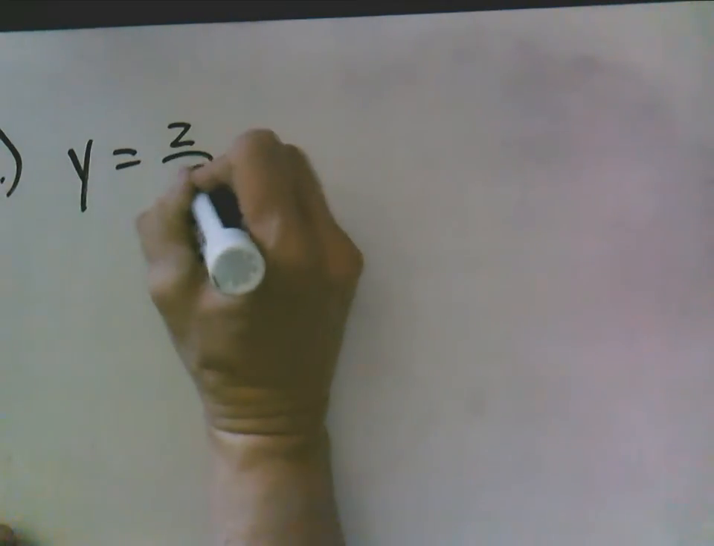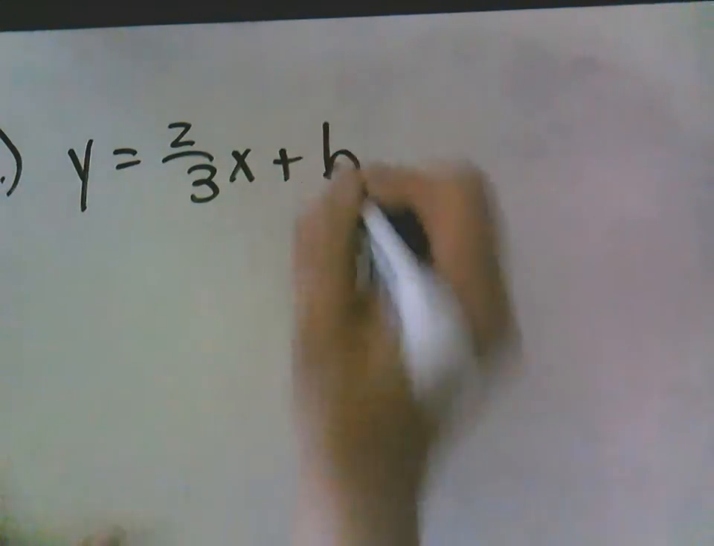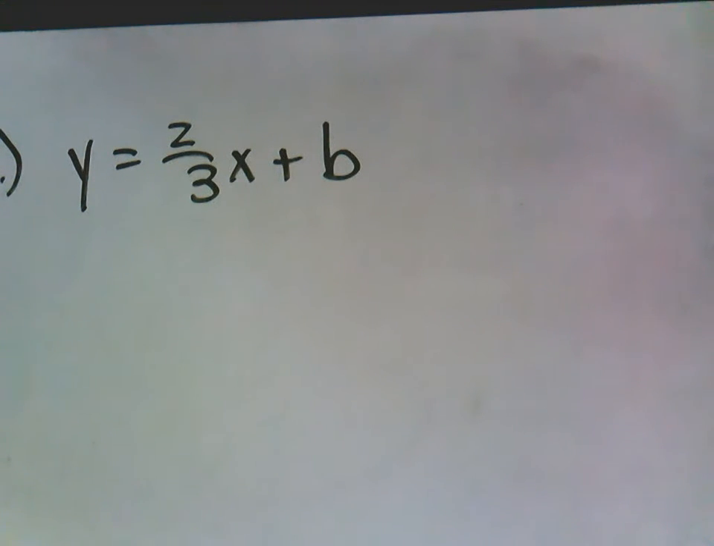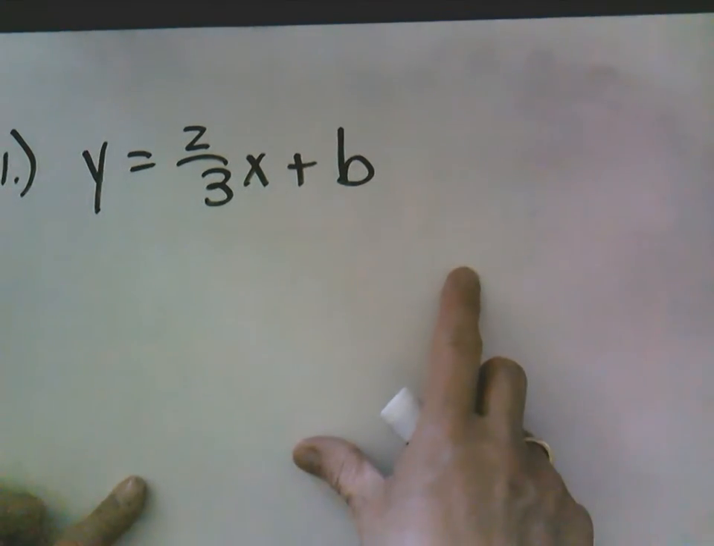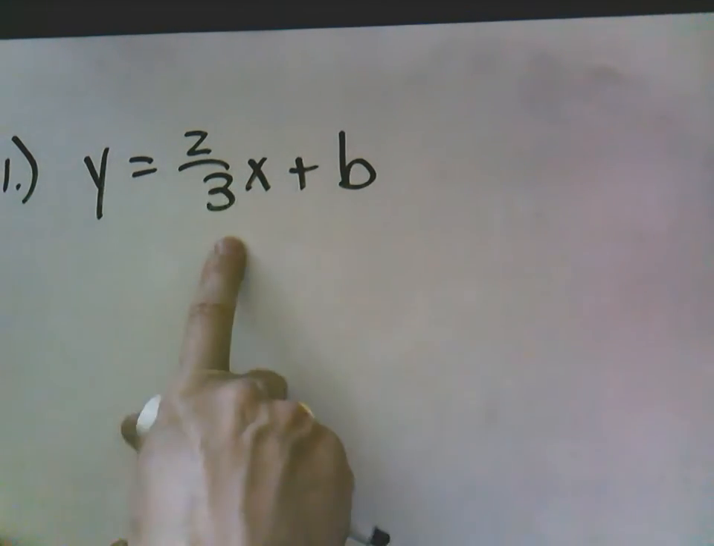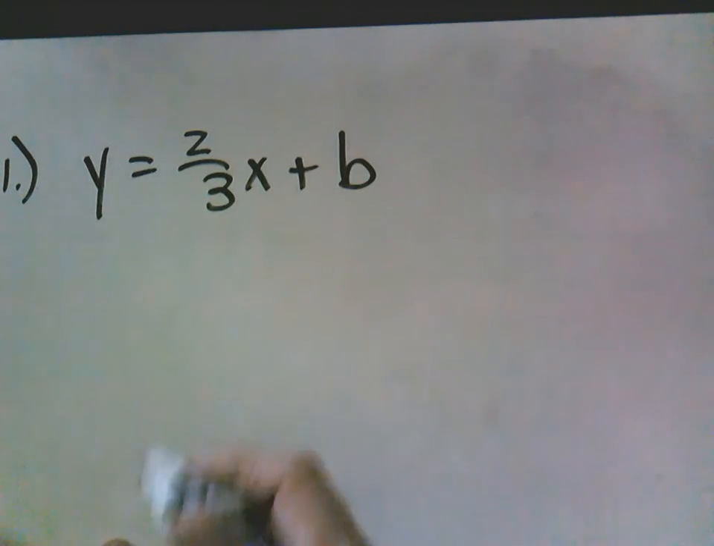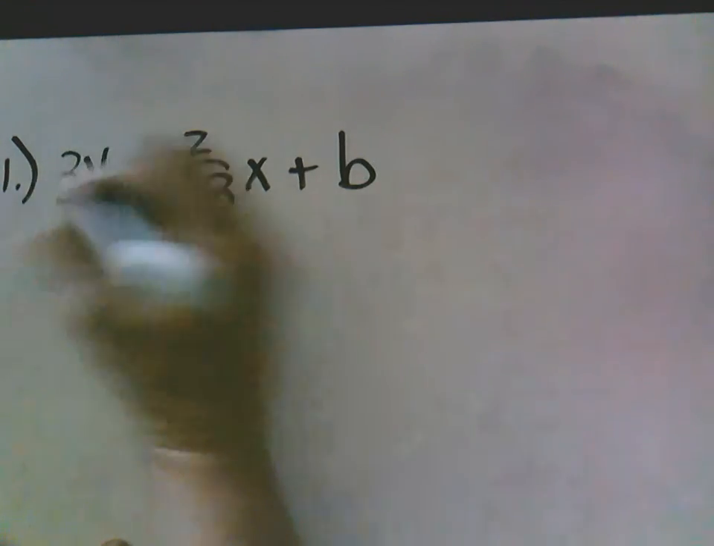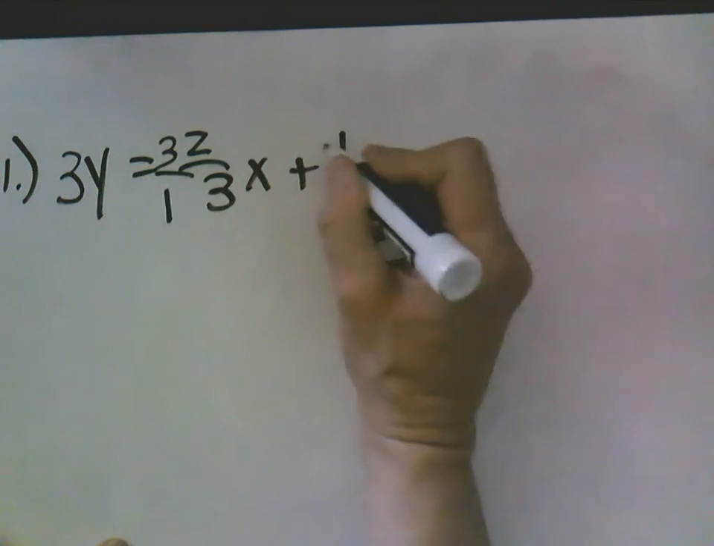Now, for number 1, y equals 2/3 x plus b. What do you notice? You notice a fraction. What do I think of fractions? I think get rid of them. How do we get rid of a fraction? We multiply by the common denominator. What's the common denominator here? 3.